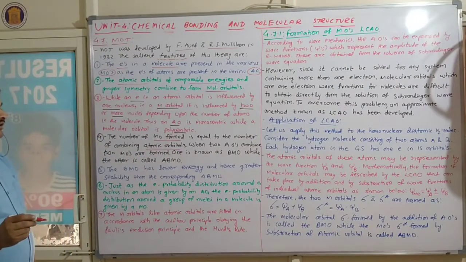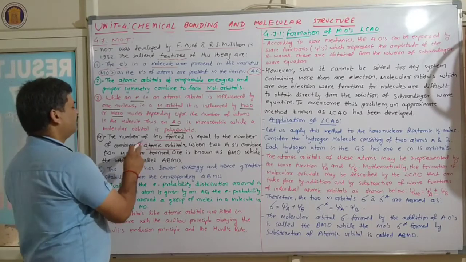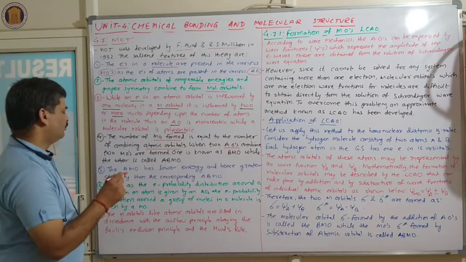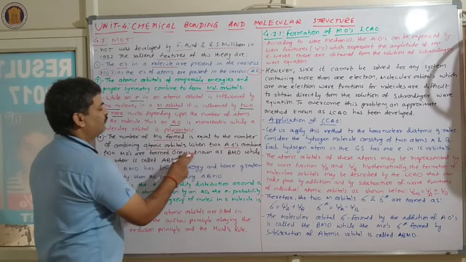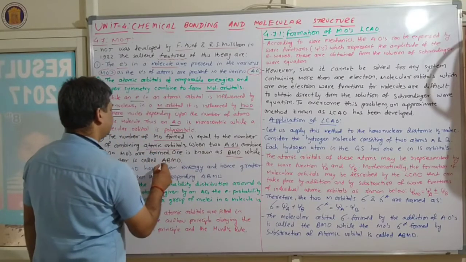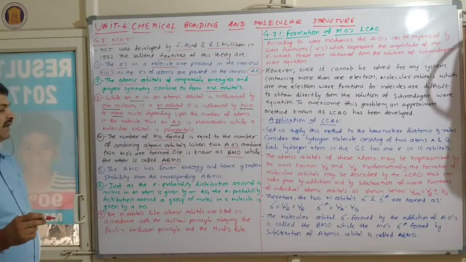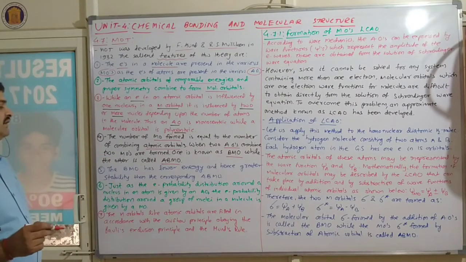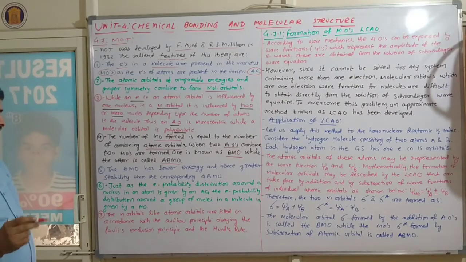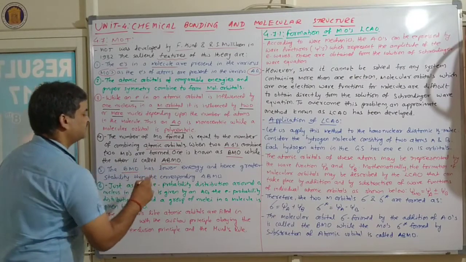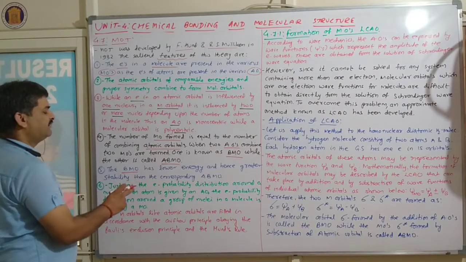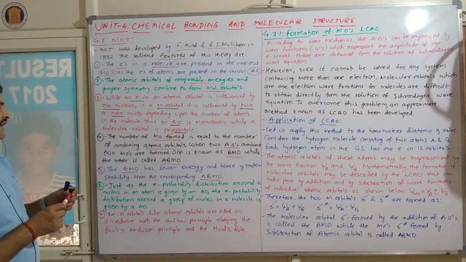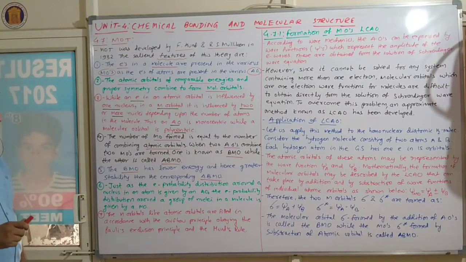The number of molecular orbitals formed is equal to the number of combining atomic orbitals. So when two atomic orbitals combine, two molecular orbitals are formed. One is known as BMO, the bonding molecular orbital, and the second is known as ABMO, the antibonding molecular orbital. The BMO has lower energy and hence greater stability than the corresponding ABMO.